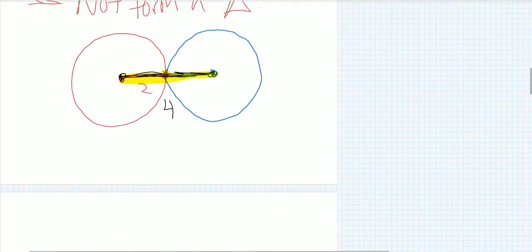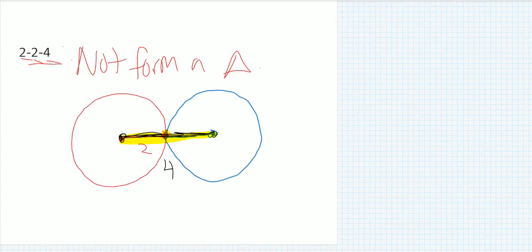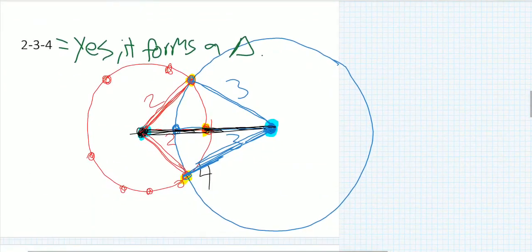So let's take a look at this one. The 2, 2, 4 did not work. The 2, 3, 4 did work.